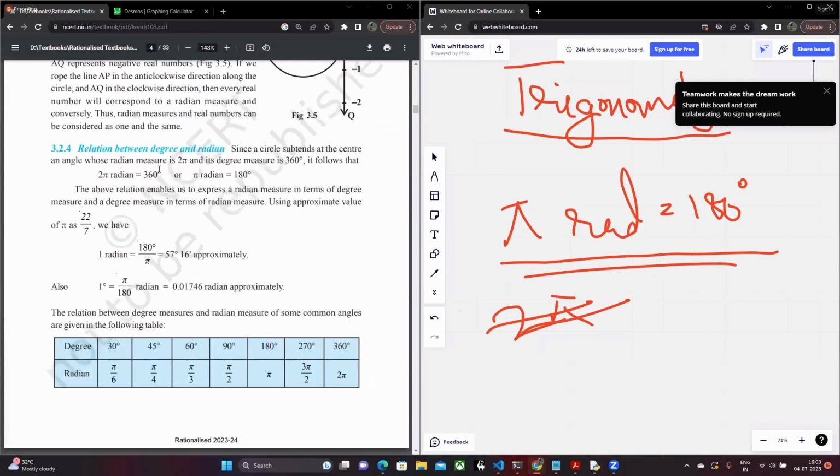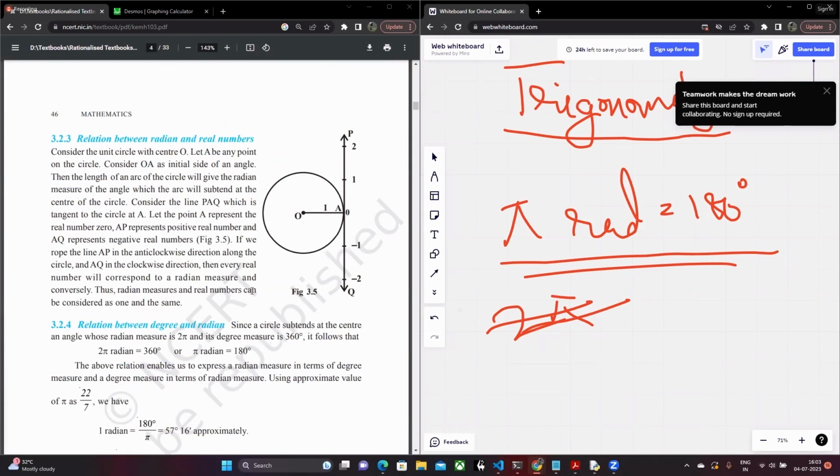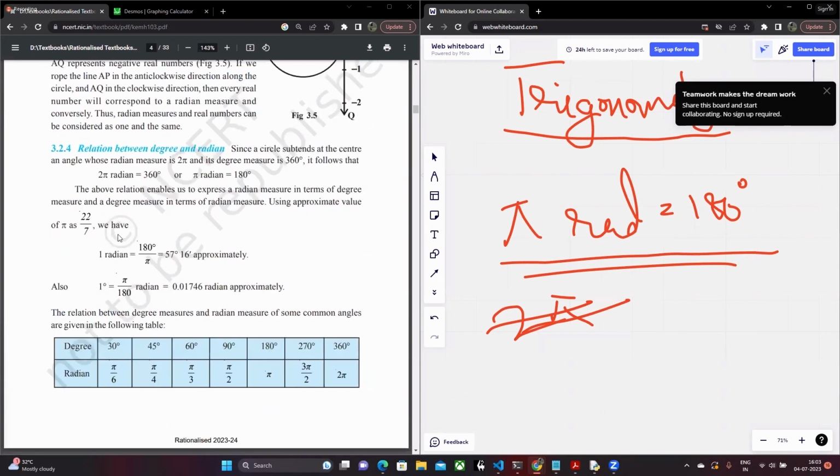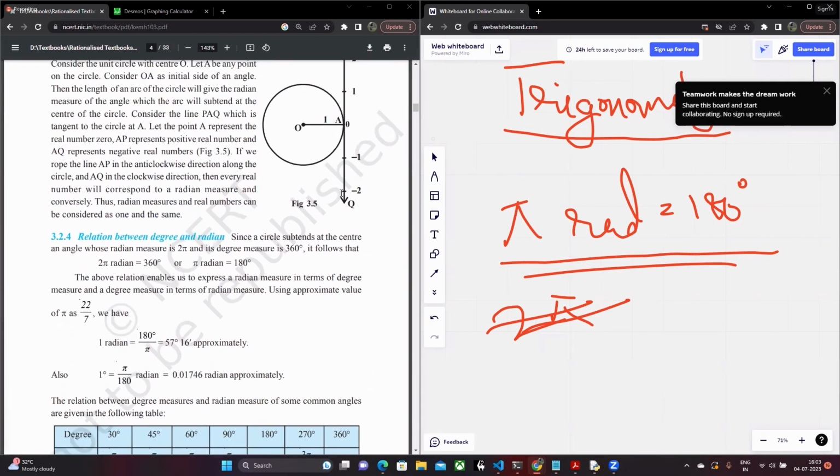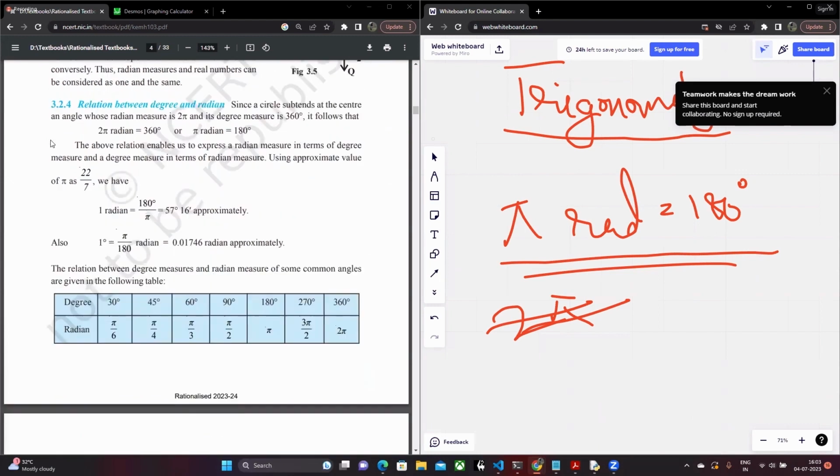And so you have the relation between radians and real numbers, that radian measures and real numbers can be considered as one and the same, whereas degrees and real numbers cannot be considered to be the same, because you have 180 degrees to 360 degrees making up one complete revolution, which means that the real number line is going to be stretched.